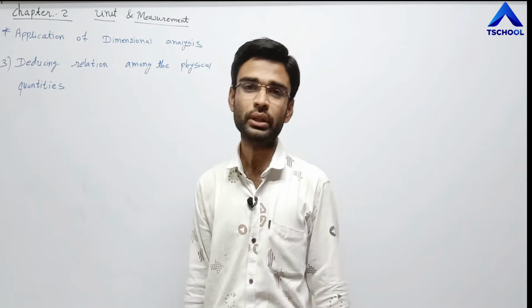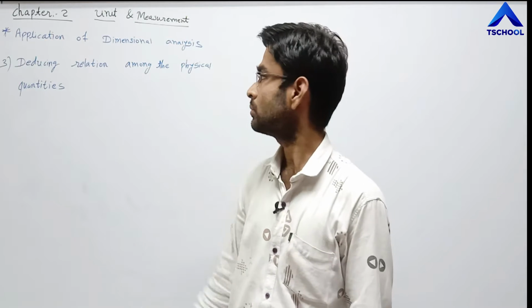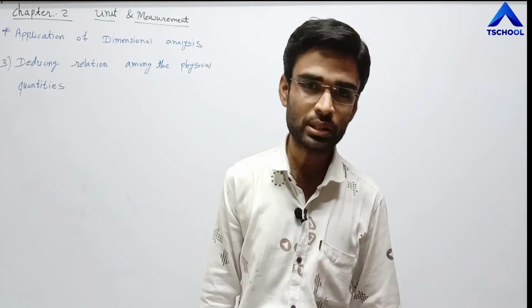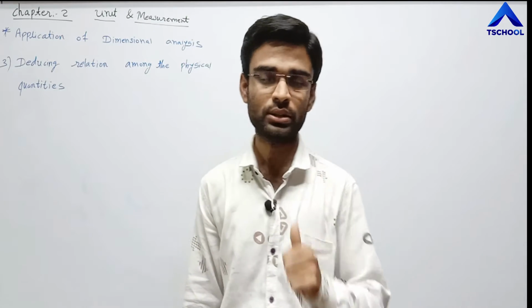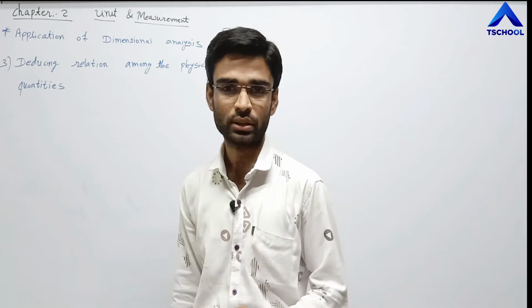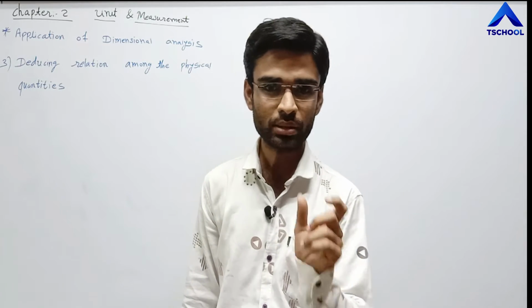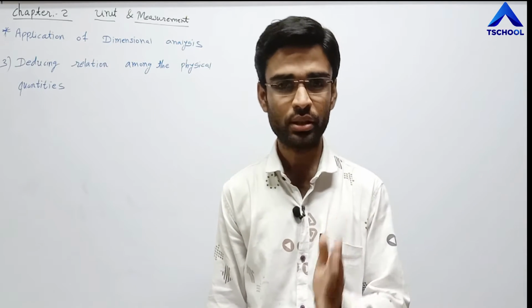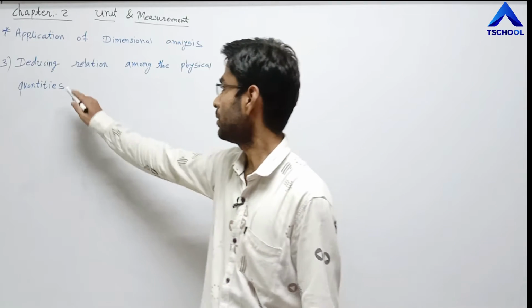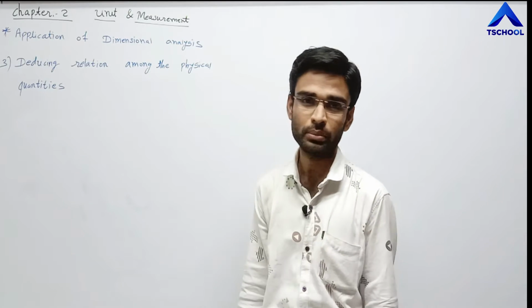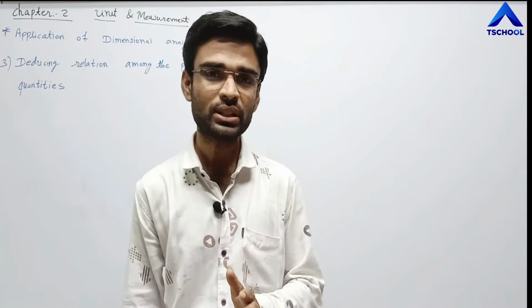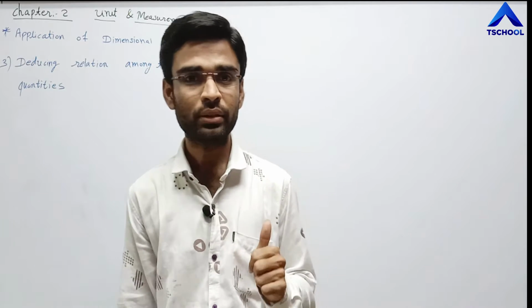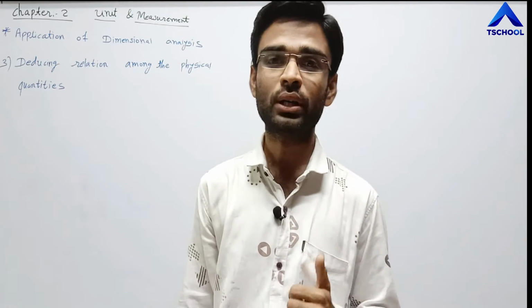Chapter number 2, Unit and Measurement. In this, application of dimensional analysis. Till now we have studied two applications. First one, conversion from one system to another system, MKS to CGS. Second one, check the validity, consistency. And third one, deducing relation among the physical quantities, means conversion from one physical quantity to another physical quantity. How can we convert one physical quantity to another physical quantity?